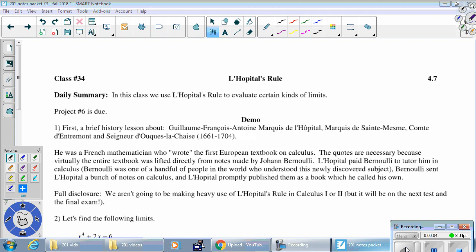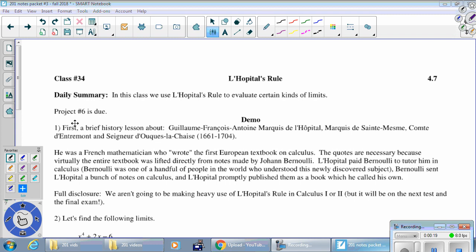Lesson 34, demo. In this class, we use L'Hopital's rule to evaluate certain kinds of limits. First, a brief history lesson. So this guy, I'm just going to call L'Hopital. My French is not good enough to say his entire name, but this whole thing is his entire name.